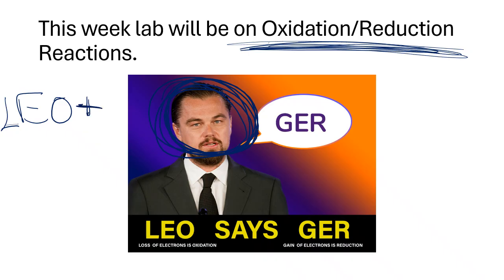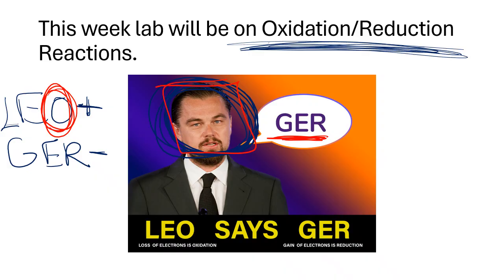But if you lose electrons, you become positive, and if you gain electrons, you become negative, because electrons are negative. You lose something negative, you become positive, and if you gain something negative, you become negative. And so Tom Holland here is saying grr, and you gain something negative, you become negative, and you're reduced. So here you lose something negative, you become oxidized; gain something negative, you become reduced.